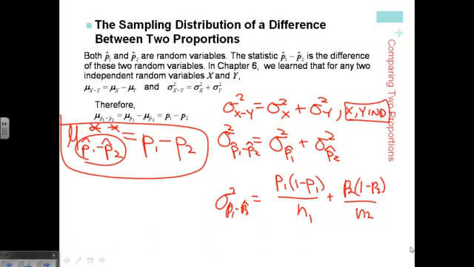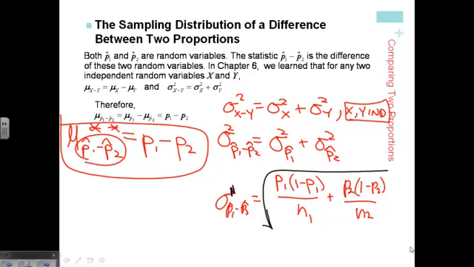But you know what? How many times have we worked with variance in this class? Never. What would we prefer to work in, Jacob? Standard deviation. So let's do that. Let's take the square root of that sum, and we'll declare that to be the standard deviation of the difference of sample proportions.